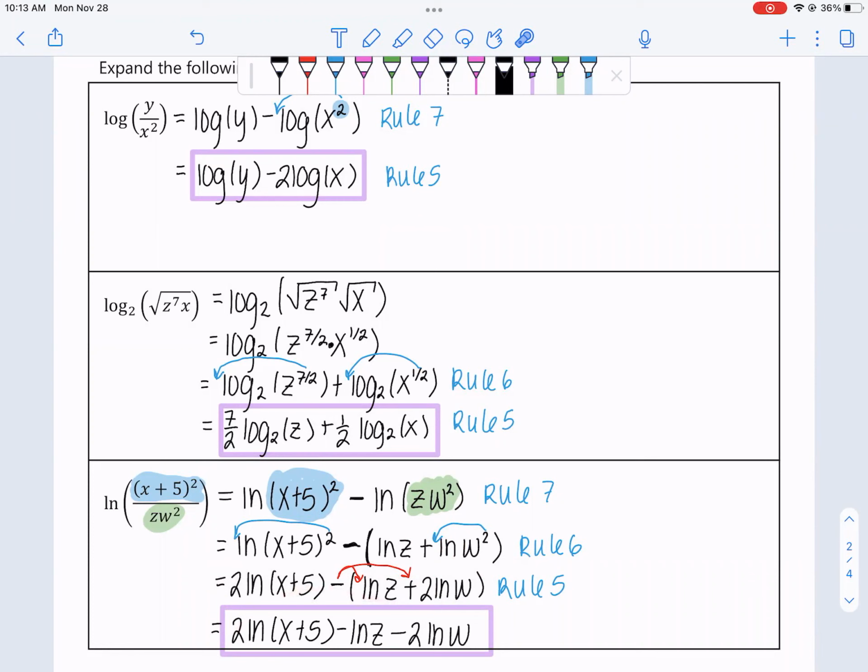So this is completely broken down. We brought down all exponents. We separated it into as many pieces as possible. X plus 5 on the inside cannot be separated anymore. Addition on the inside doesn't turn into anything on the outside. It has to stay the way it is.